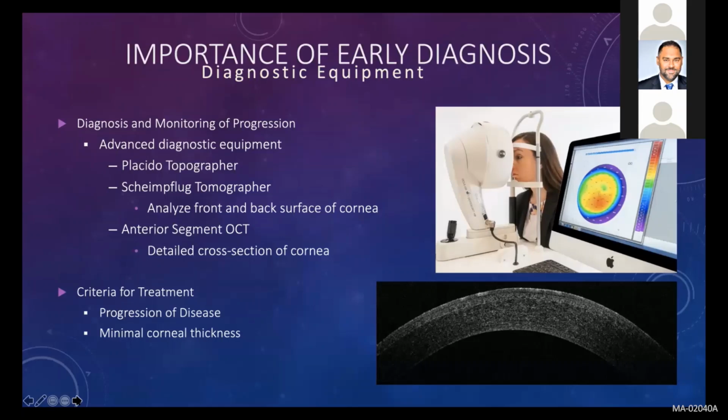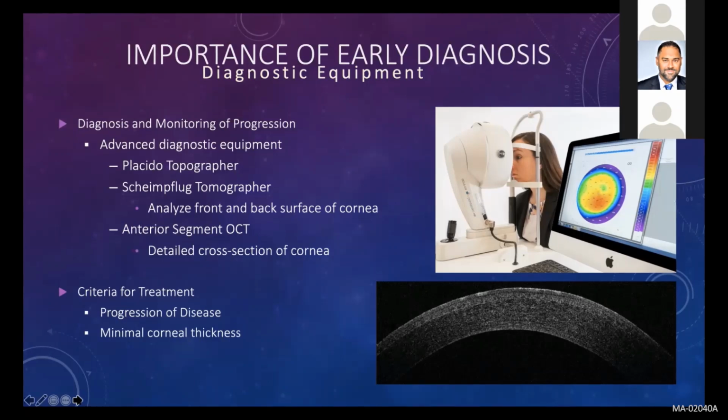So we typically will diagnose and monitor the progression using some of the advanced diagnostic equipment that we've got available, including the Placido topographer, the Scheimpflug, anterior segment OCTs, which will help to provide a detailed cross-section of the cornea. And we'll get into this a little bit later, but the criteria for treatment are the progression of the disease and the minimal corneal thickness. So these are all really helpful to assess when and how we should treat and if we can treat.